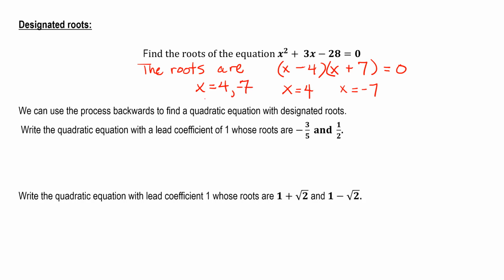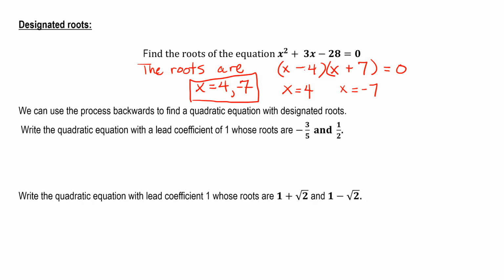All right, so designated roots, now we're going to be having problems where they give you the roots and they ask you to write the equation. Okay, so we factored it, we found the solutions, those are the roots, x equals 4 and negative 7. So if you think about if you just had the roots to start with, how would you write the equation?